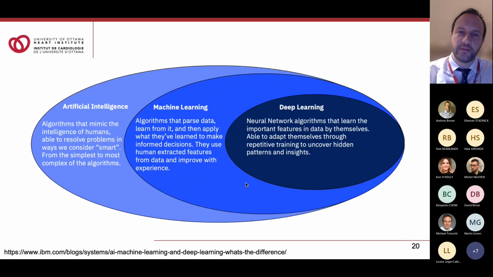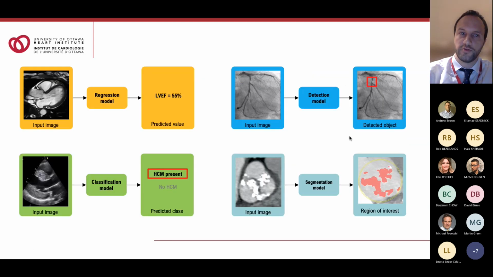You've probably seen this type of a graph before, showing the relationship between artificial intelligence, machine learning, and deep learning. And again, to reiterate, machine learning algorithms, that's what it states, use human extracted features from data and improve with experience. Now, deep learning, neural network algorithms that learn the important features in data by themselves. So that's really the crucial differentiation between those two concepts.